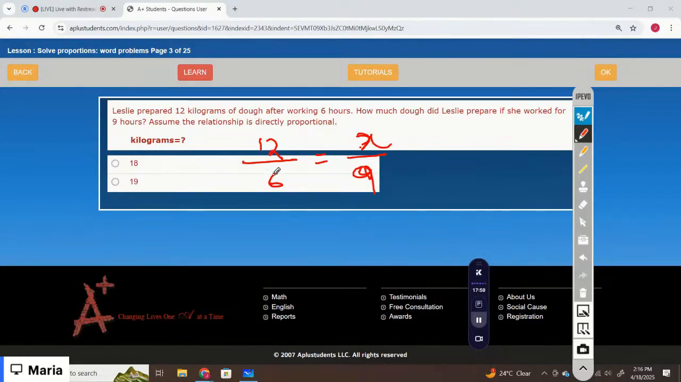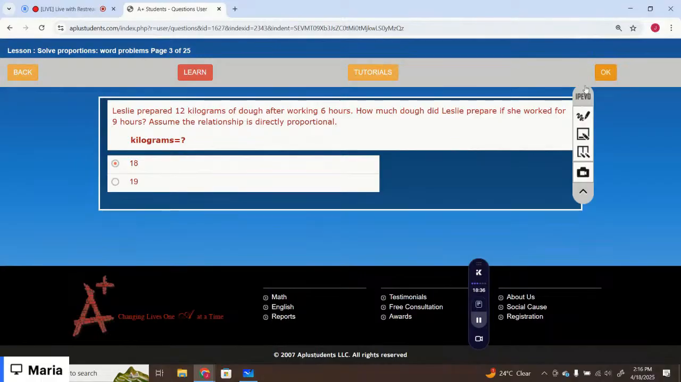So let's just cross multiply. That is 6 times x equals 12 times 9. Now divide both sides by 6. 6 times 1 is 6, 6 times 2 is 12. So 9 times 2 is 18. That means in 9 hours, she can make 18 kilograms of dough. Option number 1 is the correct option. That is 18.